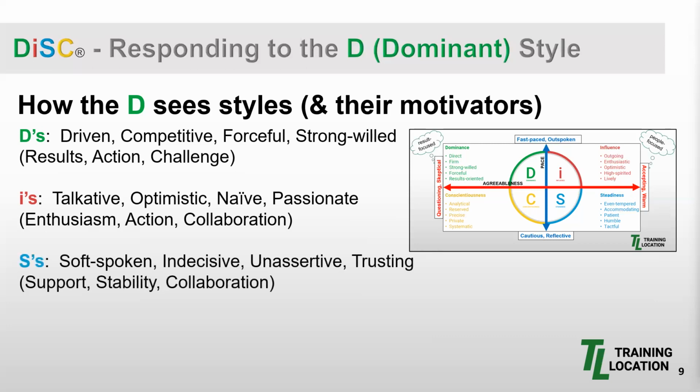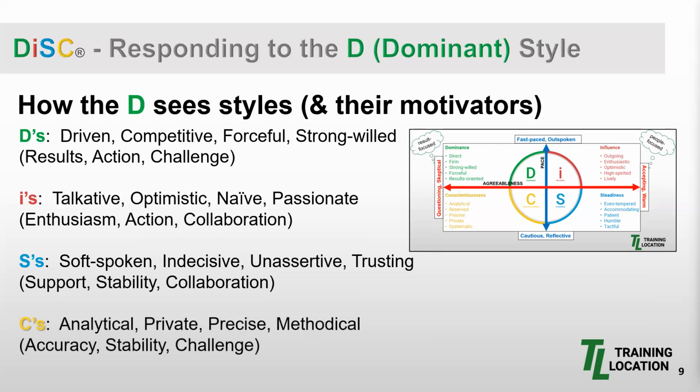The S's: soft-spoken, indecisive, trusting. And we see the motivators under that one: support, stability, and collaboration. And the C's: analytical, private, precise, methodical. So this is just a high-level summary of how the D's see the other styles and their respective motivators.